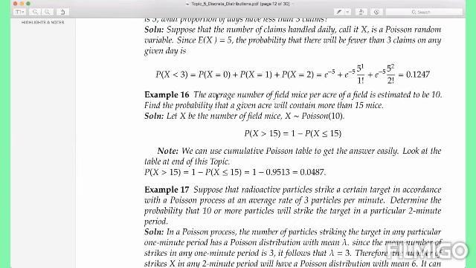But what is the problem? What do you want to do? Find the probability that a given acre will contain more than 15 mice. So I have to get x greater than 15, but it's the same as 1 minus the probability of x less than or equal to 15. So from the tables, I should be able to get this.